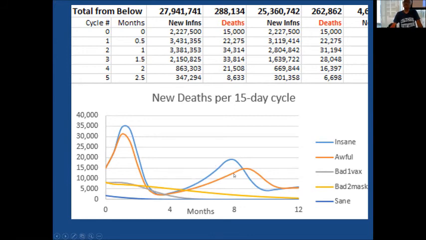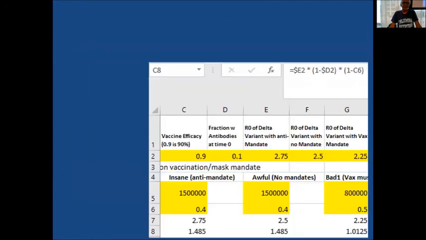And so the point of this simulation is just to show how you can have waves even with this basic simple model. It just means that the R naught changes with time. It's not fixed with time.